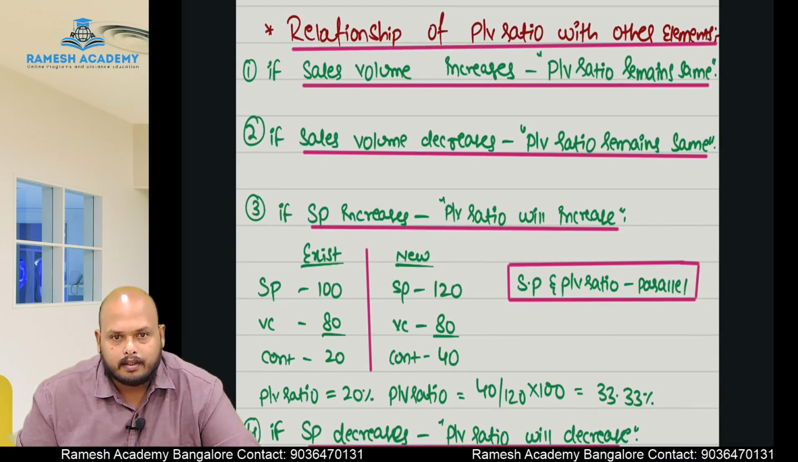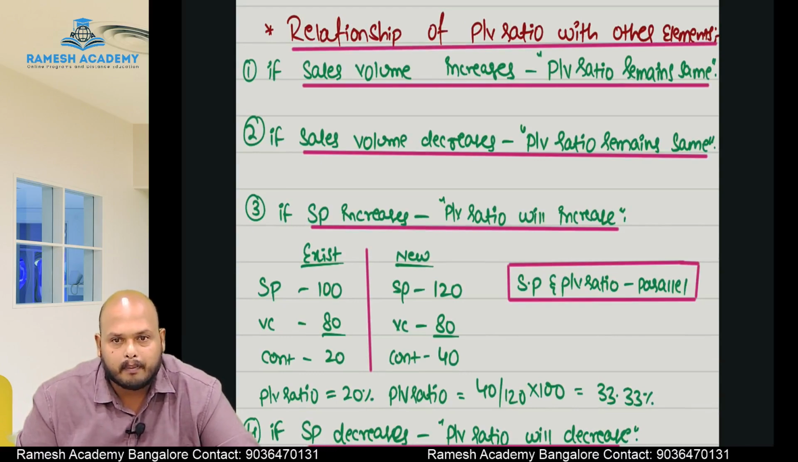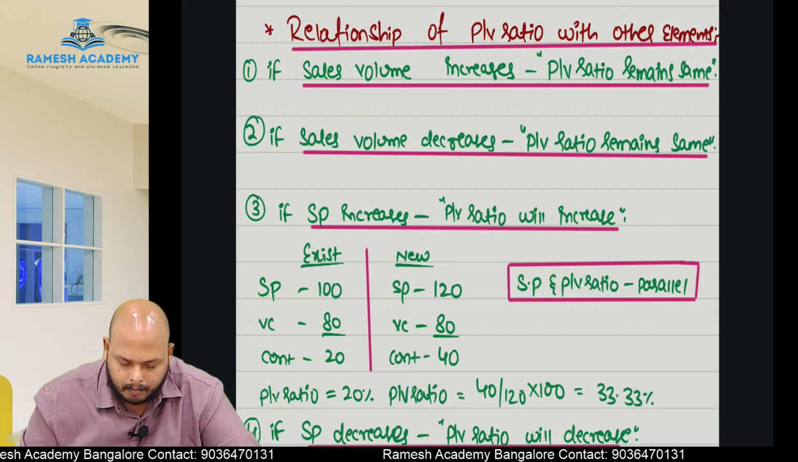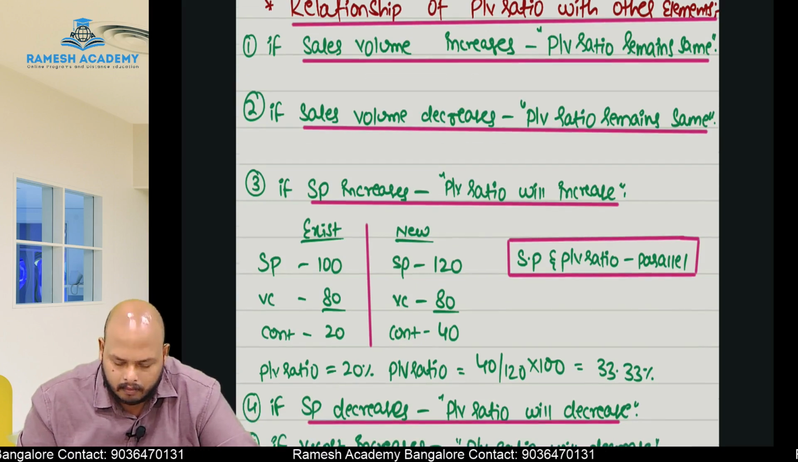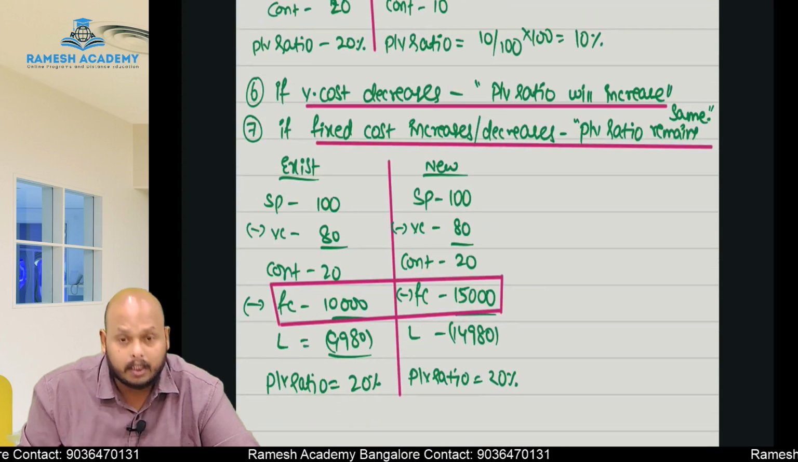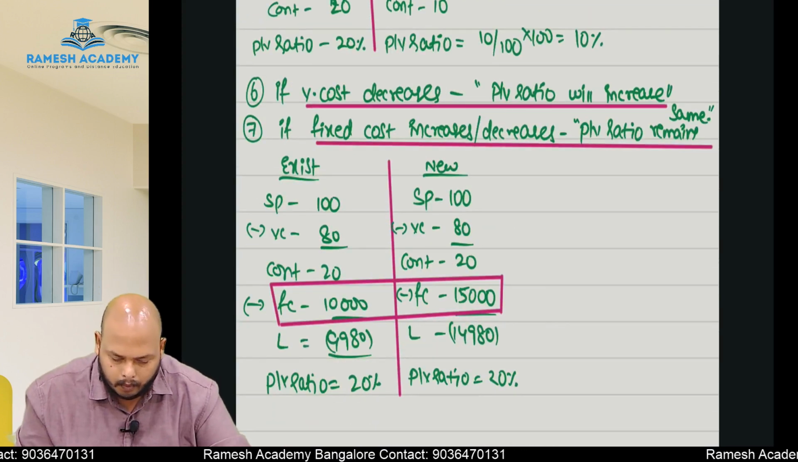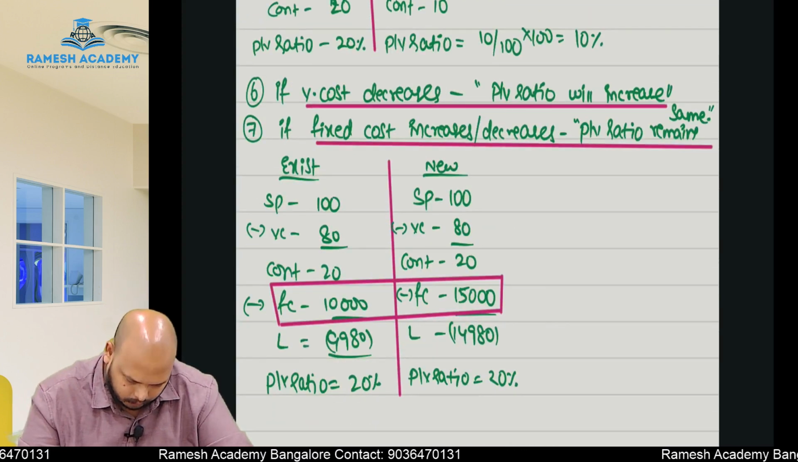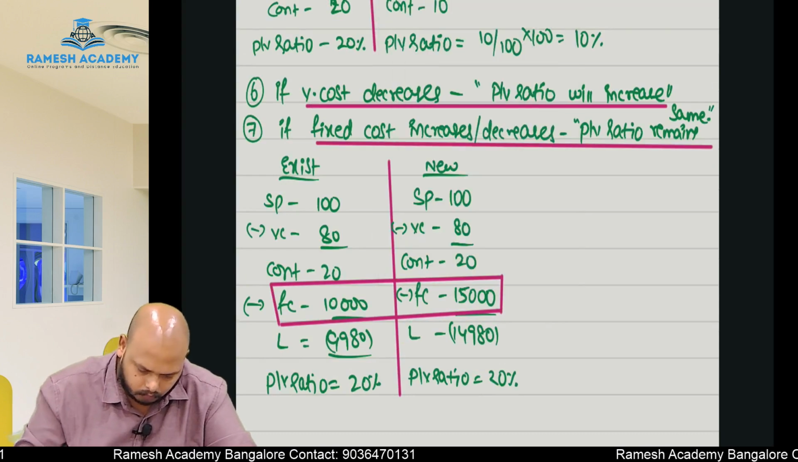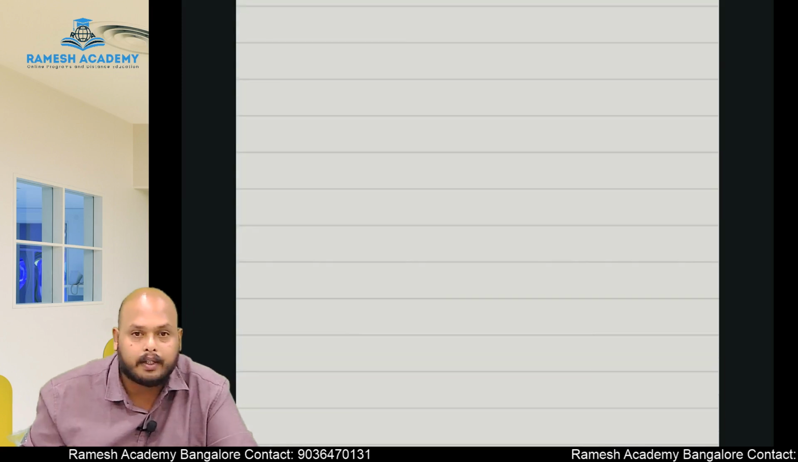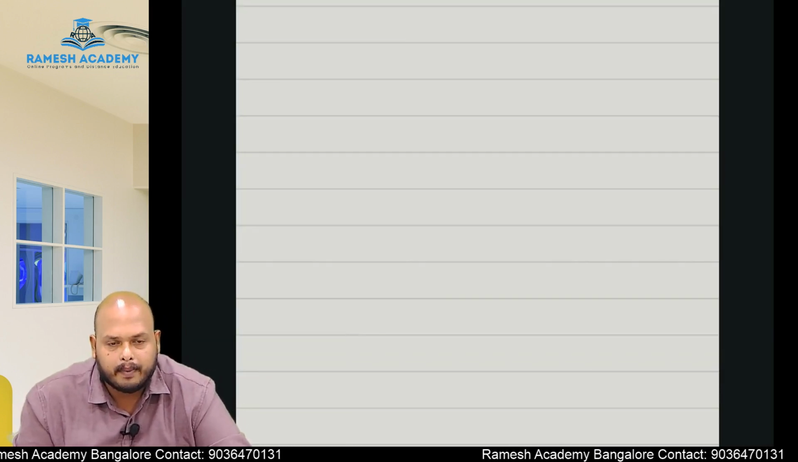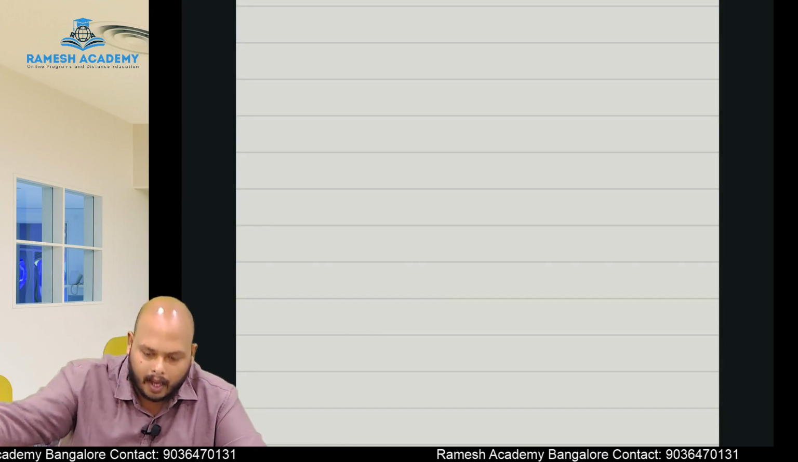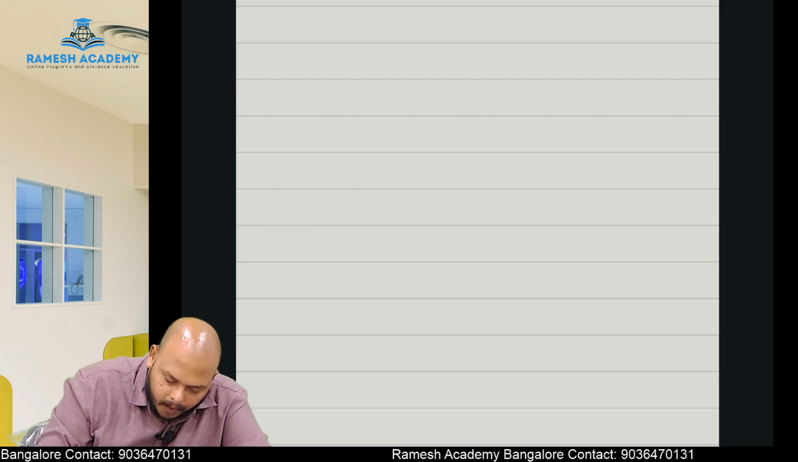In the last class, we discussed the relationship of PV ratio with other elements, and what the effect of PV ratio is. We saw the cases. The next concept we have here is break-even point. After the PV ratio, in the CVP analysis, the next concept we have is break-even point.